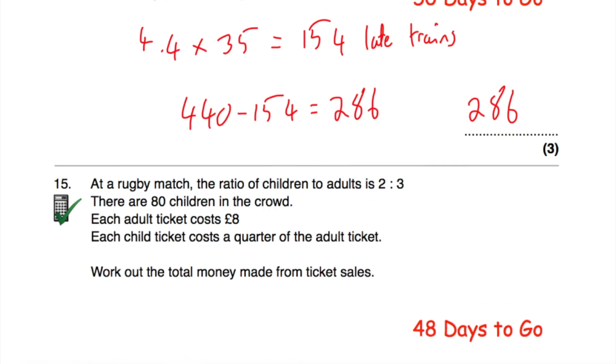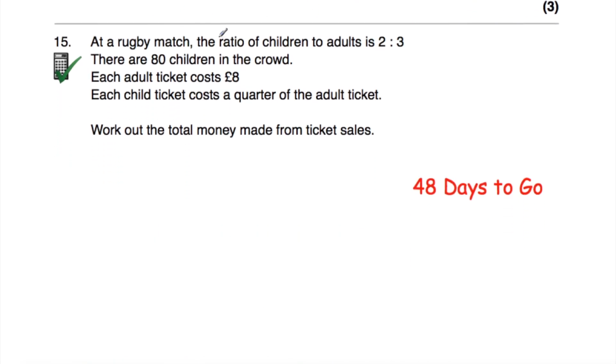Okay, question number 15. Question number 15 is a ratios question, and we're told at a rugby match, the ratio of children to adults is 2 to 3, and there's 80 children in the crowd. Each adult ticket costs £8. A child ticket costs a quarter of the adult ticket price, and work out how much money is made from ticket sales.